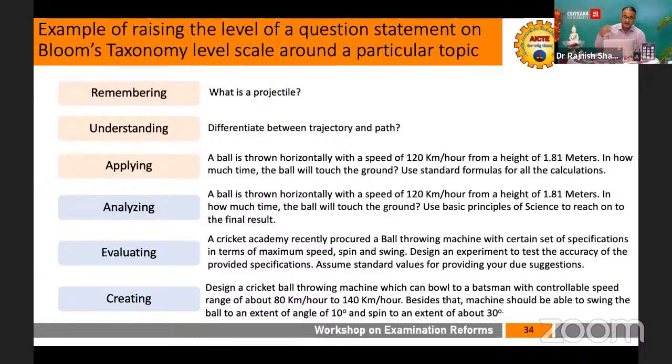And in the last, further raising the level of the question: design a cricket ball throwing machine which can bowl to a batsman with a controllable speed range of about 80 km/h to 140 km/h. Besides that, the machine should be able to swing the ball to an extent of an angle of 10 degrees and spin to an extent of about 30 degrees or so. An excellent example of a creating kind of question, where the student is supposed to come up with a complete design: this is how the bowling machine should be performing. It should bowl at a speed of 80 to 140 km/h, swing the ball with 10 degrees of angle, and spin the ball with an angle of around 30 degrees also.